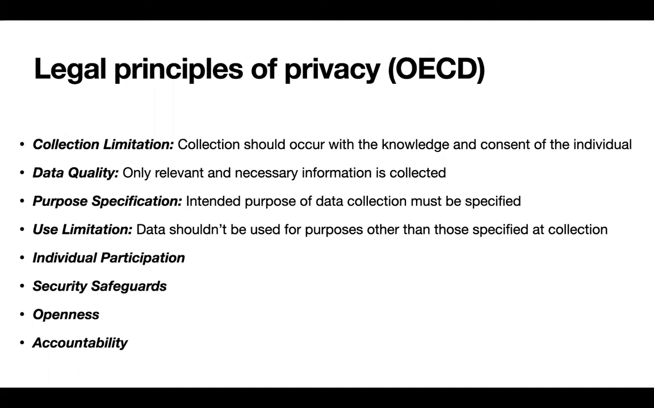And the rest are kind of self-explanatory. Individual participation means that individuals need to be in control to maybe update the data or control how it is shared. Security safeguards talks about essentially the data security aspects of it, that all unauthorized accesses should be prevented. Openness talks about it being open and transparent how you are processing our data and what you are doing with it. And accountability talks about, if there is a breach, then data controllers should be liable and they should be able to pinpoint who is accountable.